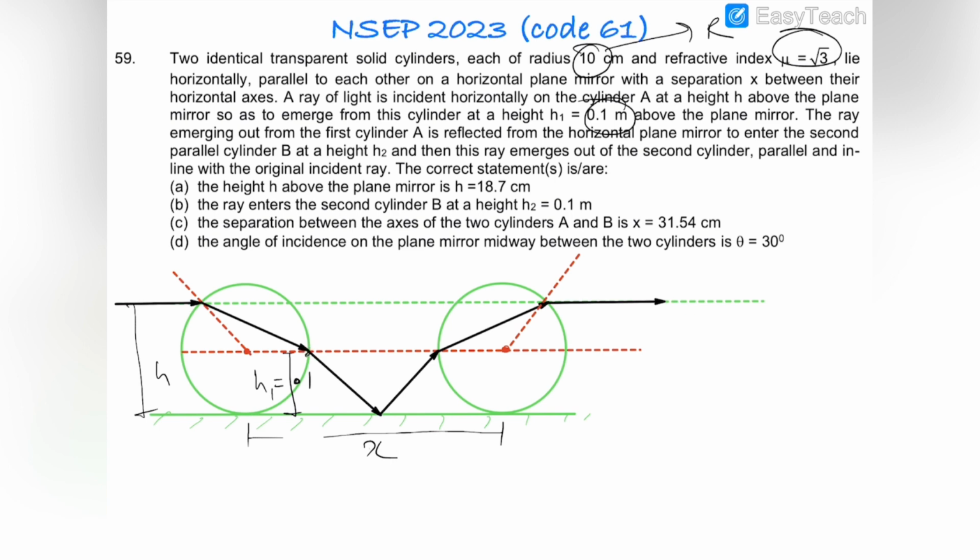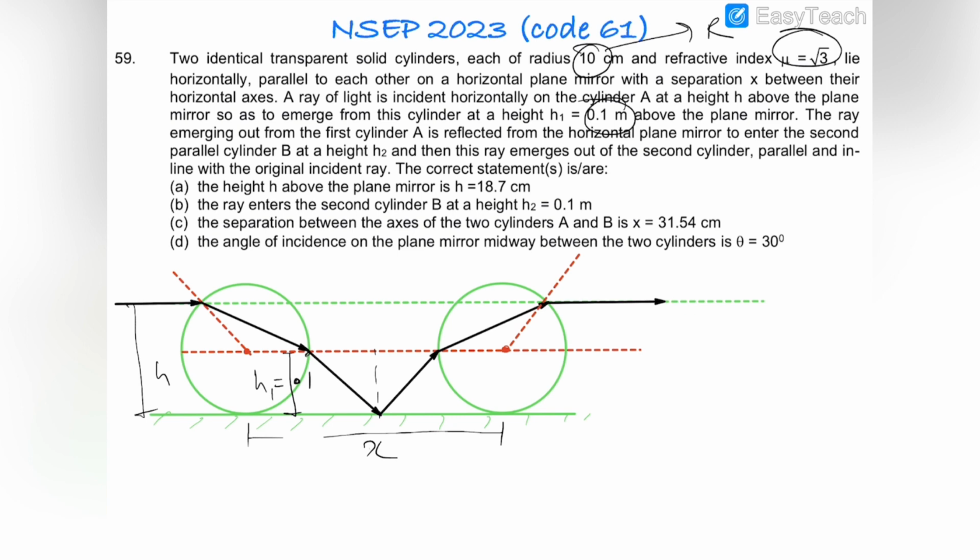It goes on a plane mirror and it gets reflected from the plane mirror, and again it gets incident on this cylinder. I have drawn the symmetrical diagram because it is given that when light is incident after these two refractions from the cylinder, then it exactly moves on the same initial line and at the same angle. So this could only happen if this figure is exactly symmetric.